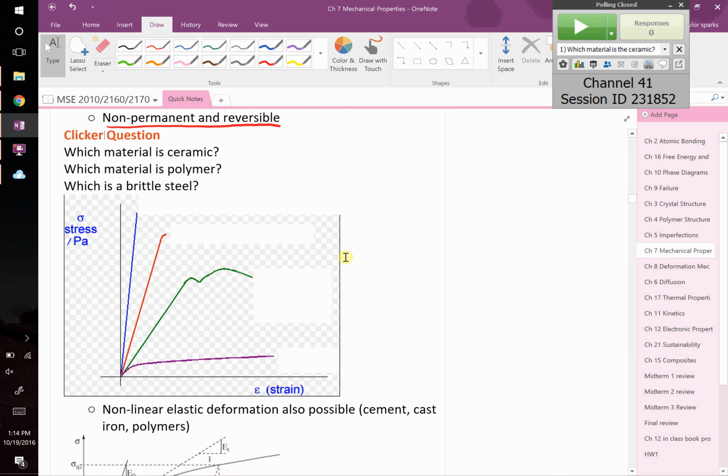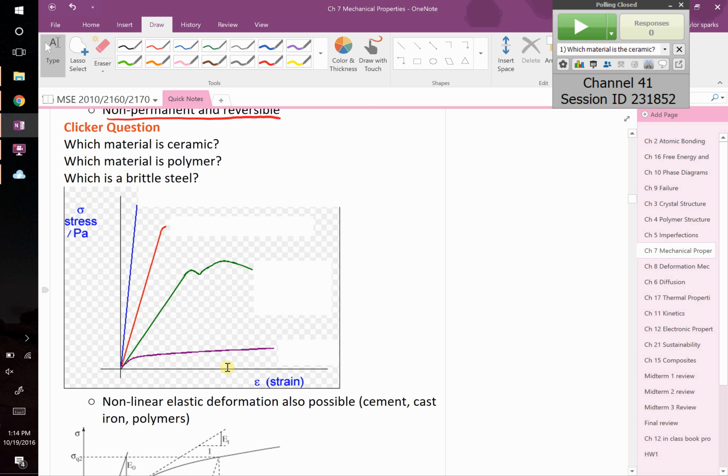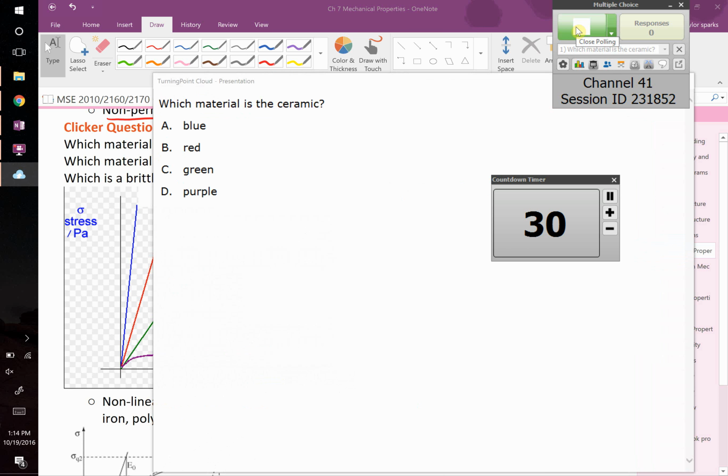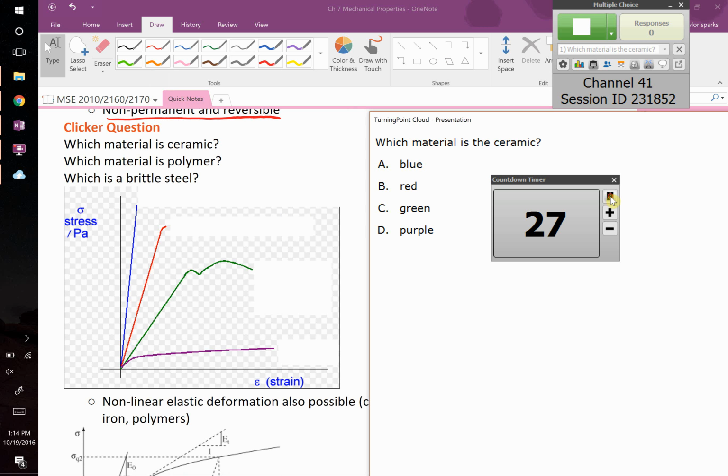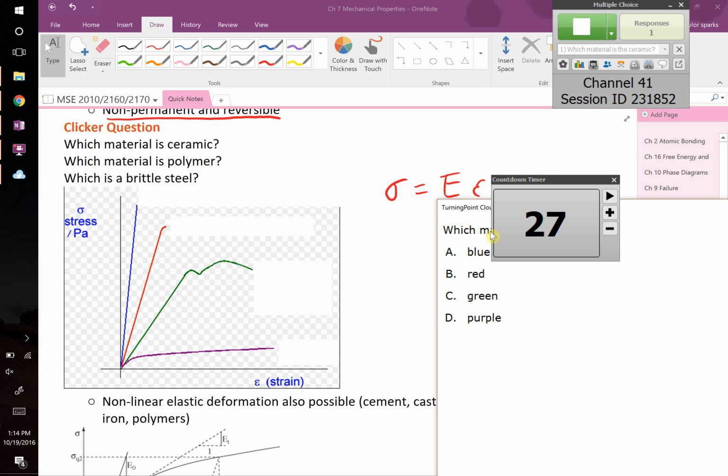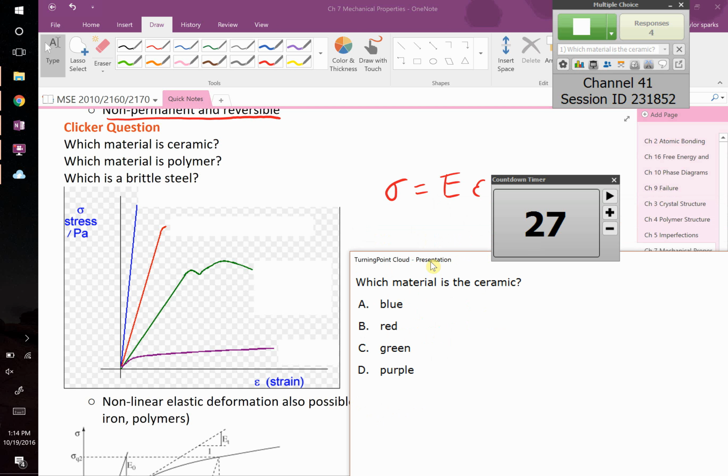So our first clicker question for the day: when we plot stress versus strain, think of our equation here. Stress equals the constant of proportionality times strain. Some materials are going to be more compliant. They're going to give a higher amount of deformation, and some will be lower. So which one of these are which? Let's start with the first one. Pause it while you log in. Which material on this plot is the ceramic? Is it the blue, red, green, or purple line? For those that may be colorblind, that's purple, green, red, blue.